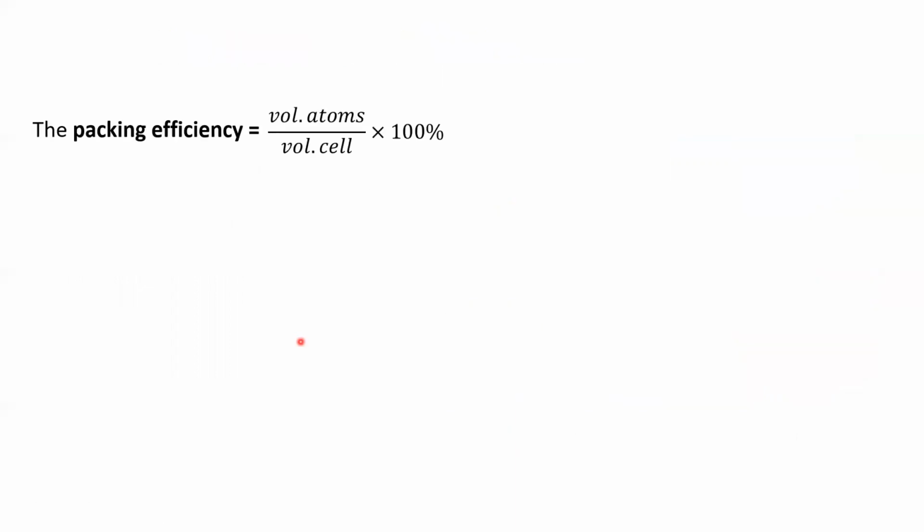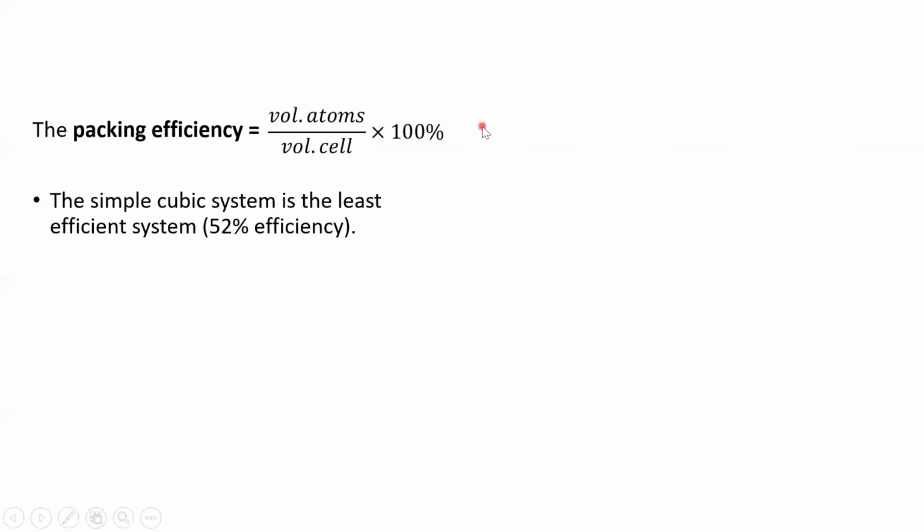So when we talk about efficiency, how well the atoms are packed into the unit cell, we take the volume of the atoms, divide it by the volume of the whole cell, and multiply it by 100. Simple cubic unit cells are the least efficient. Only a little more than half of the space in the unit cell of a simple cubic system is actually made up of particles. About half of it is empty space.